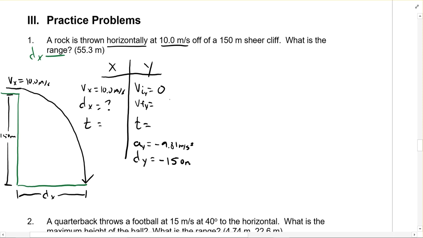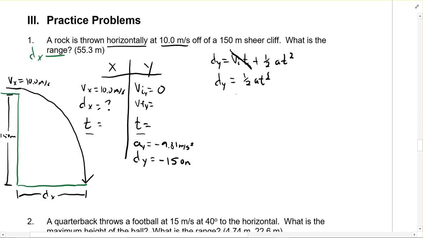All right, so we know three things. Now we can find the fourth. We are looking for time because time is the same for both, so I can make that jump across there if I figure out time. I'm going to use a formula that doesn't even have vf in it. So I'm going to start off by going dy is equal to vit plus 1/2 at squared. Now this becomes a little easier because vi is equal to 0, so this term becomes nothing. I'm left with dy is equal to 1/2 at squared.